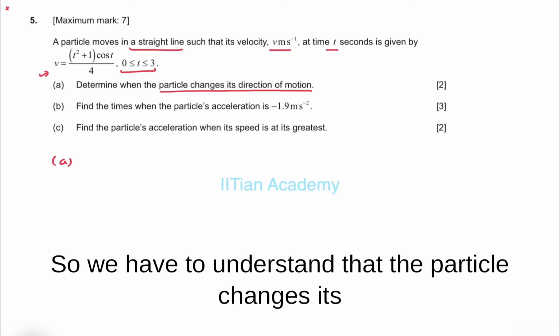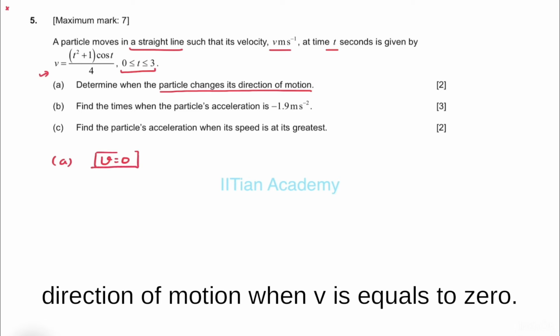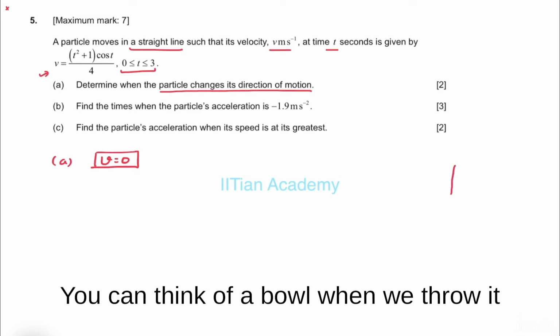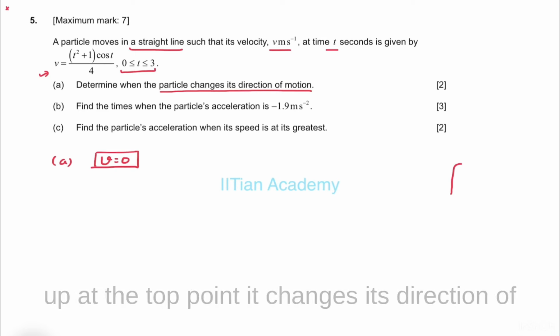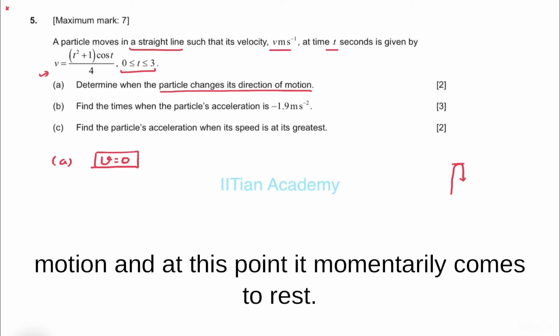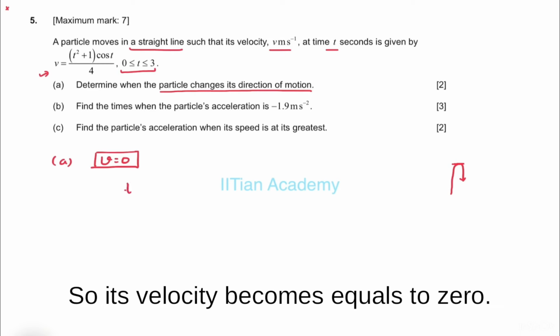So we have to understand that the particle changes its direction of motion when v is equal to 0. You can think of a ball. When we throw it up, at the top point it changes its direction of motion, and at this point it momentarily comes to rest. So its velocity becomes equal to 0.